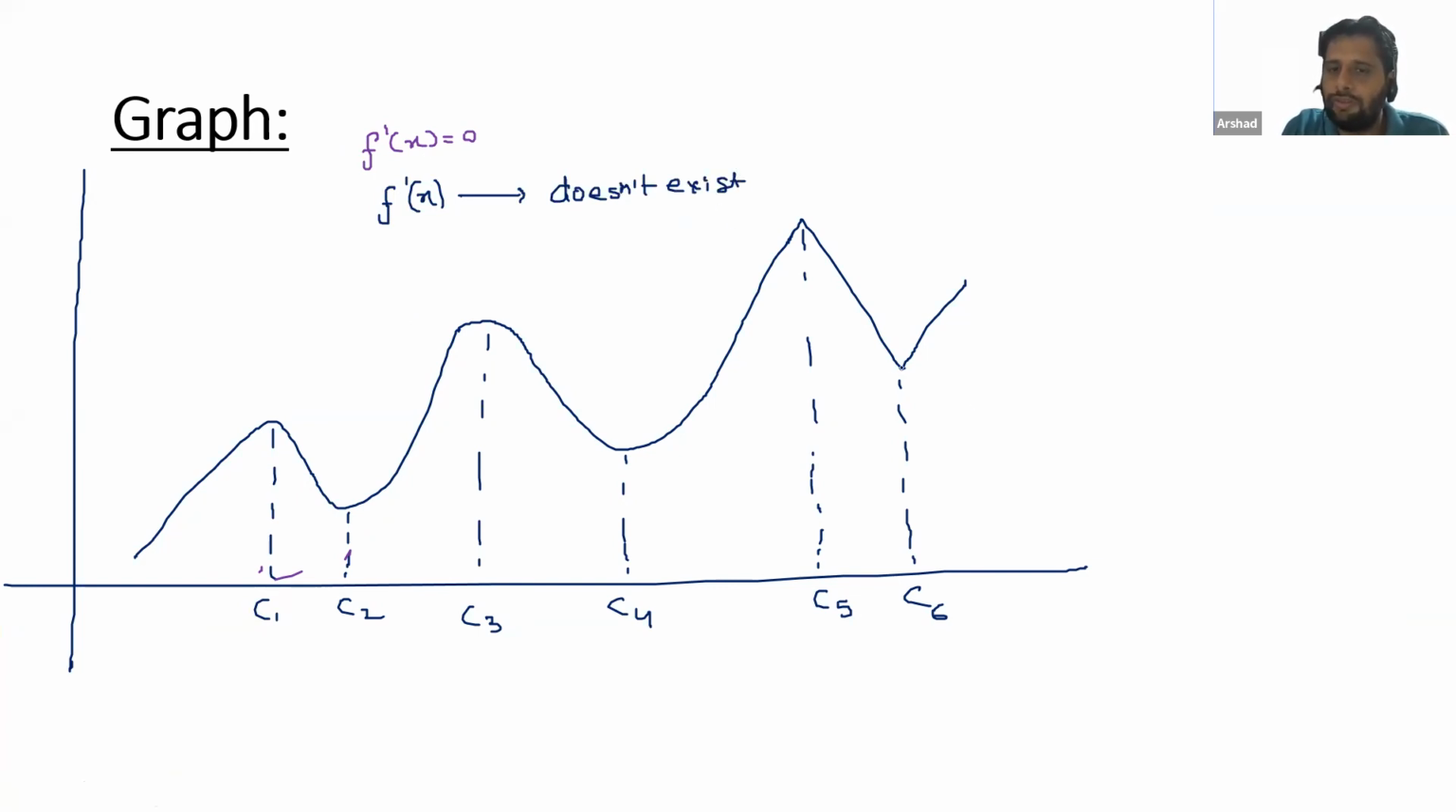So for example, this is a critical point because at this point the function is not differentiable. So what's the critical point? It is the point at which the derivative is 0 or the derivative does not exist. The function is not differentiable at that point. Why? Because at that point we have a corner. At the corner, the function is not differentiable. This we have already done.